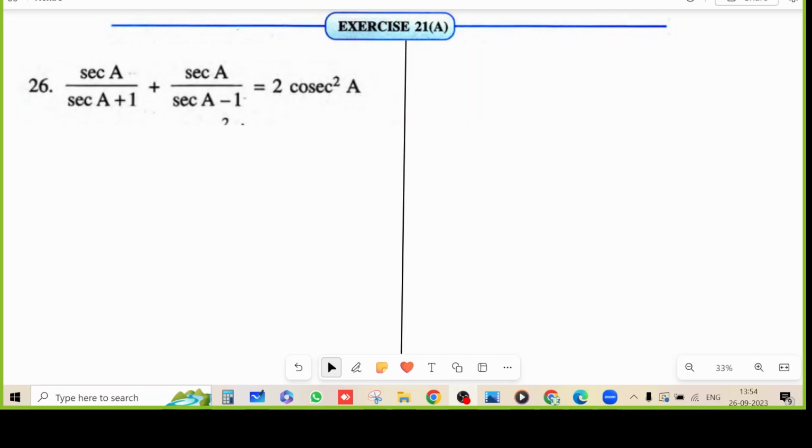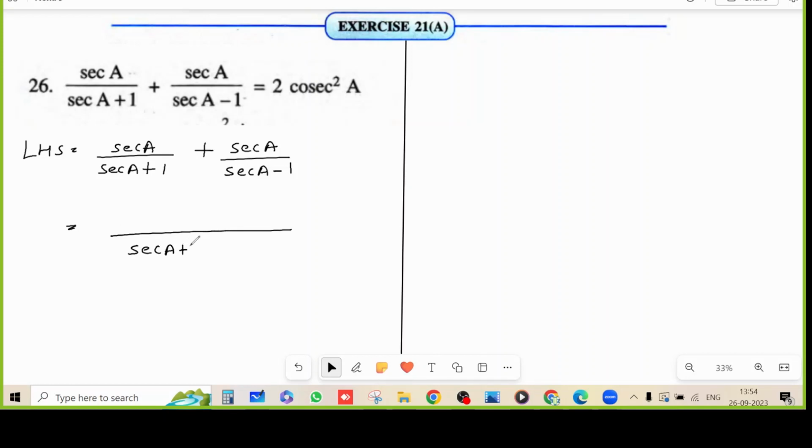Let's now begin with question number 26. The left hand side is given as sec a divided by sec a plus 1 plus sec a divided by sec a minus 1. Now we will again take the LCM here of the denominators, and the LCM will be the product here. So sec a plus 1 into sec a minus 1 will be the LCM. This will get cross multiplied.